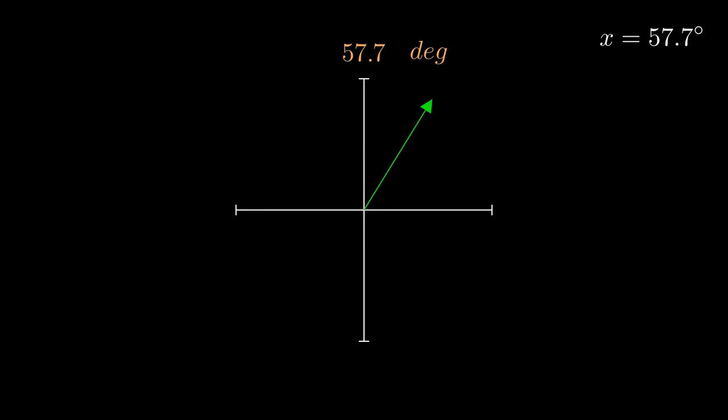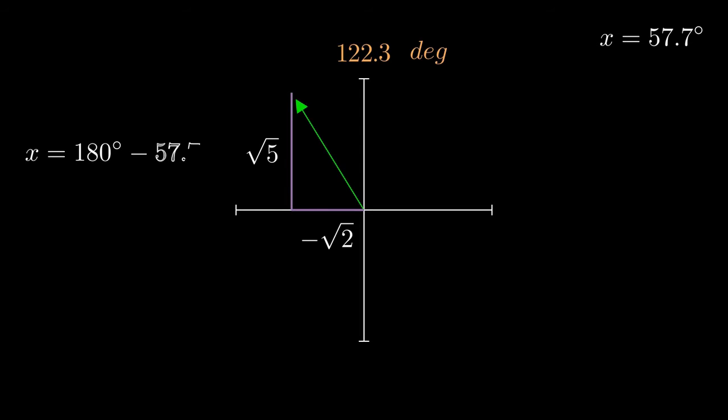Second answer, we'll start from 57.7 and we end up there. Again, here's the triangle. The tangent is negative here in the second quadrant. You see the negative square root of 2. We're basically the reference angle, 57.7, short of 180. So we can get this angle by subtracting 57.7 from 180. Second answer.